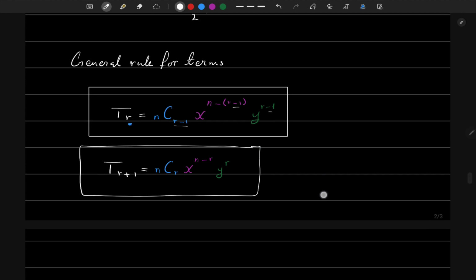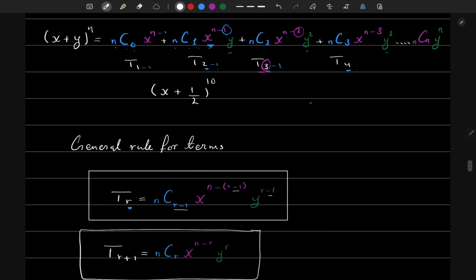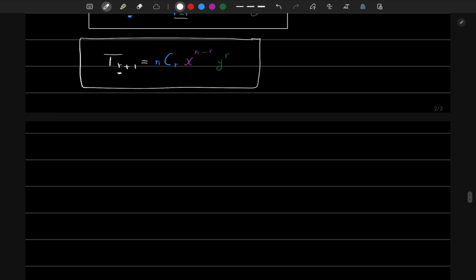So if I want to find the third term, I'm going to make it T2+1 instead of T3, which is the same because 2 plus 1 equals 3. And I'm going to say it equals nC2. Now r became 2, multiplied by x to the power of n minus 2, multiplied by y to the power of 2.